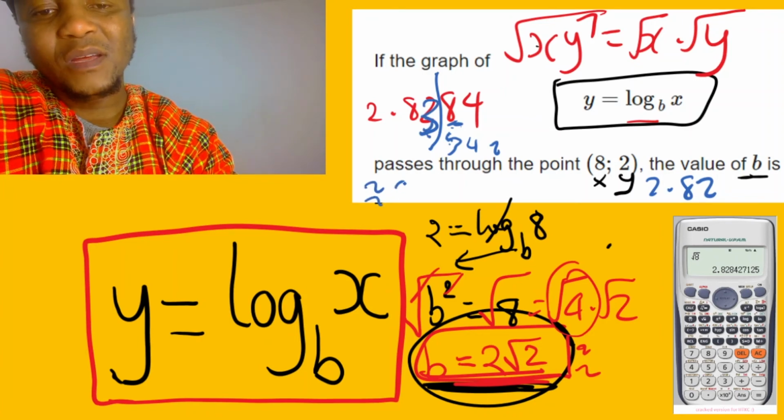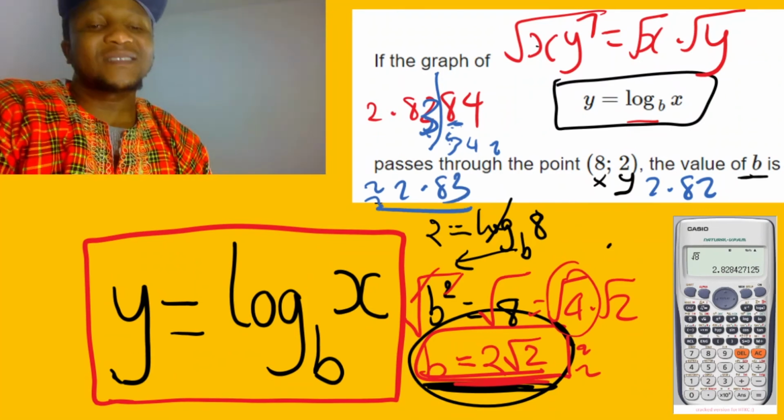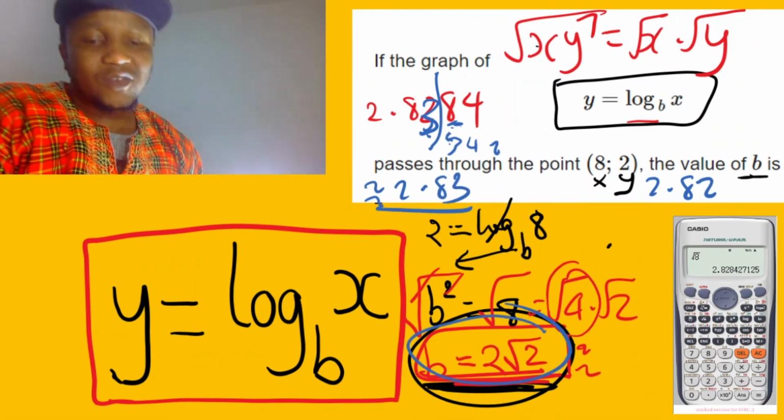So then our final answer must be, you change this by adding 1. So finally, 2.83 if they ask in decimal. But for this case now, we just tap here. So that's how we do it.